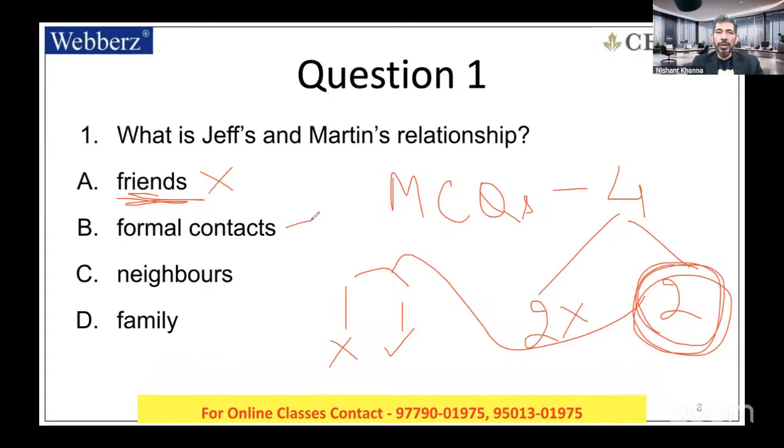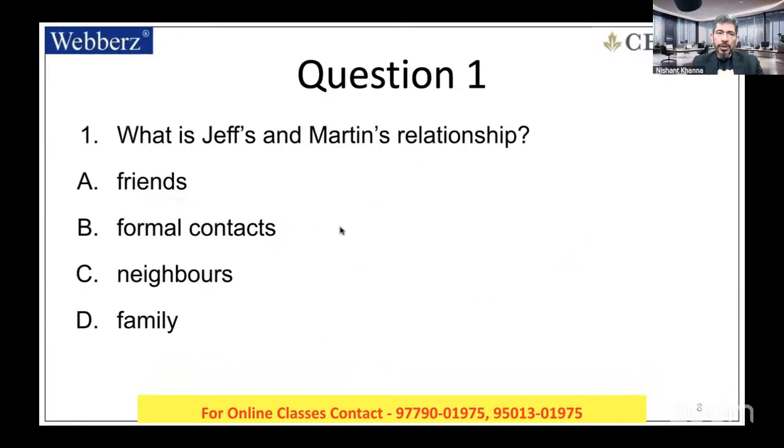They can be formal contacts. They can be neighbors, definitely, but they cannot be a family because with family also, you don't write such a formal letter. So now we are left with 2, and the 2 are formal contacts and neighbors. Read the passage again. Figure out what is the relationship of Jeff and Martin, and then answer this question.